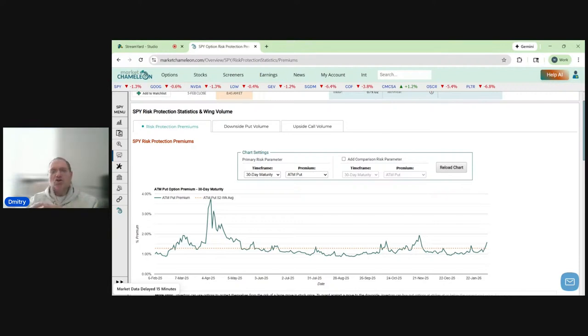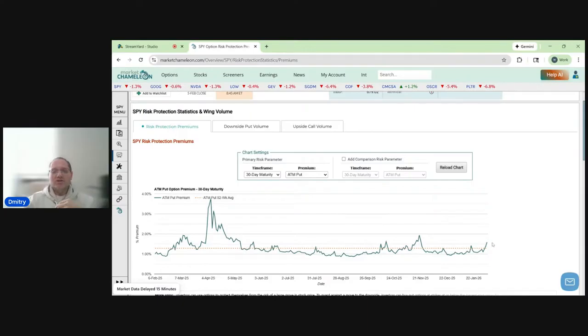So now we have this chart, and what does this chart show us? We're not looking at implied volatility. We're looking at option premium as a percentage of stock price. Okay, and this allows us to look at it as a percent. What would be the cost of that option to insure the stock?